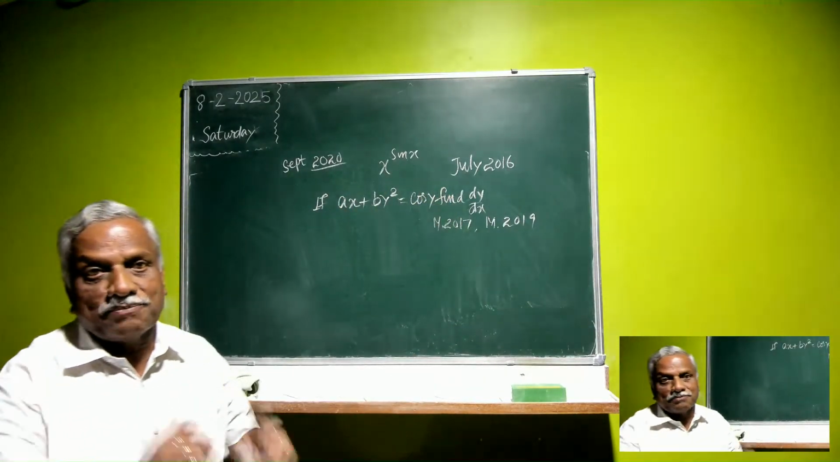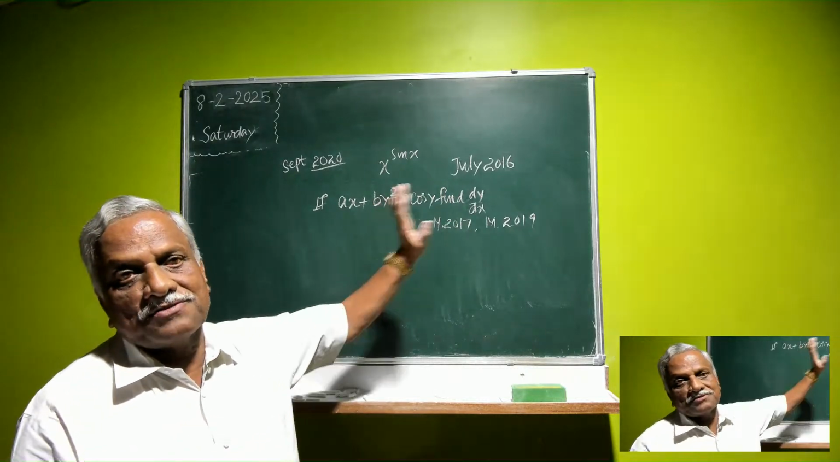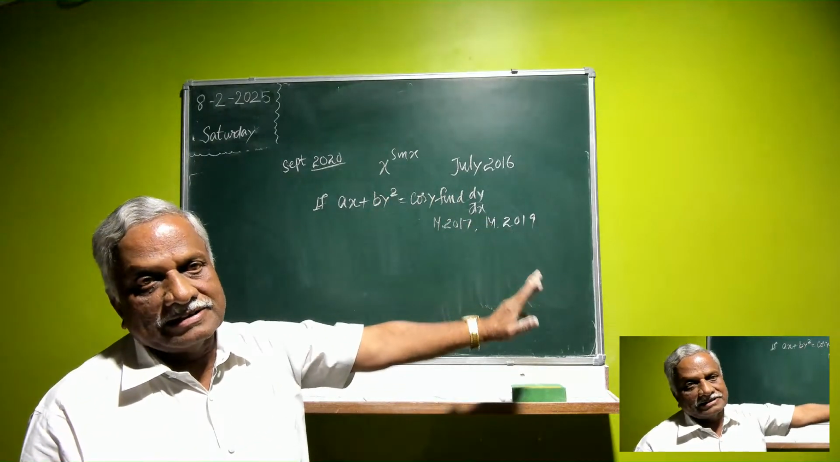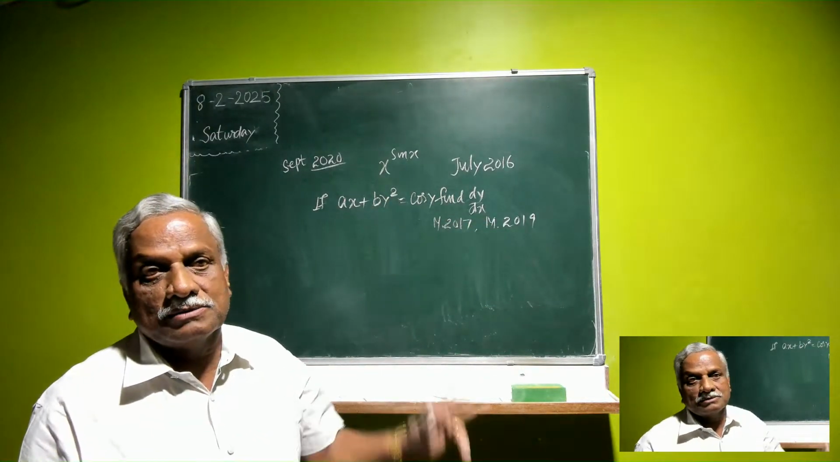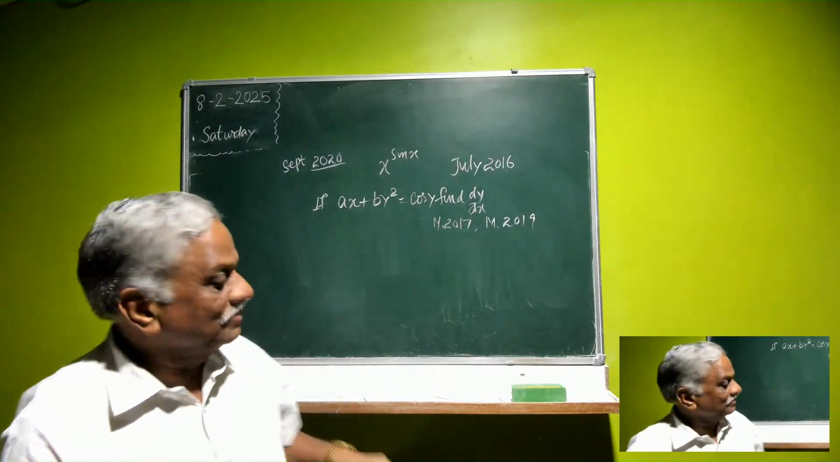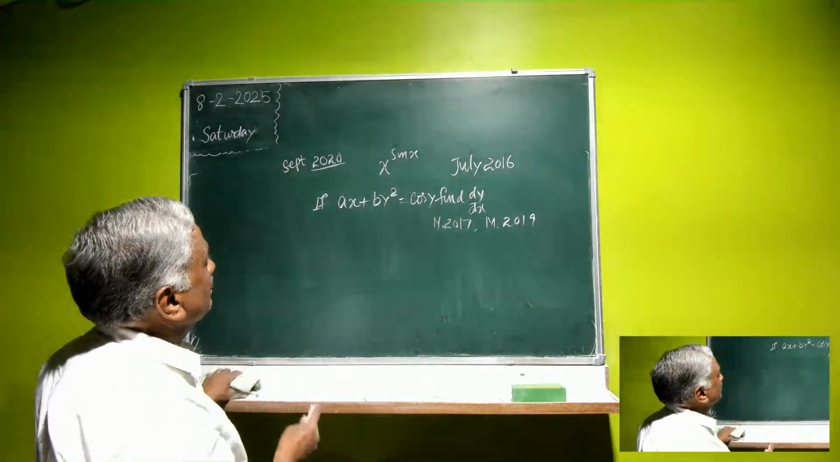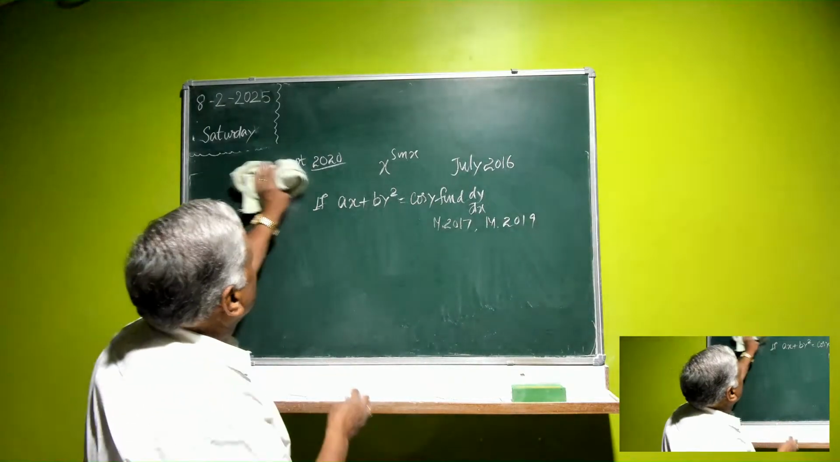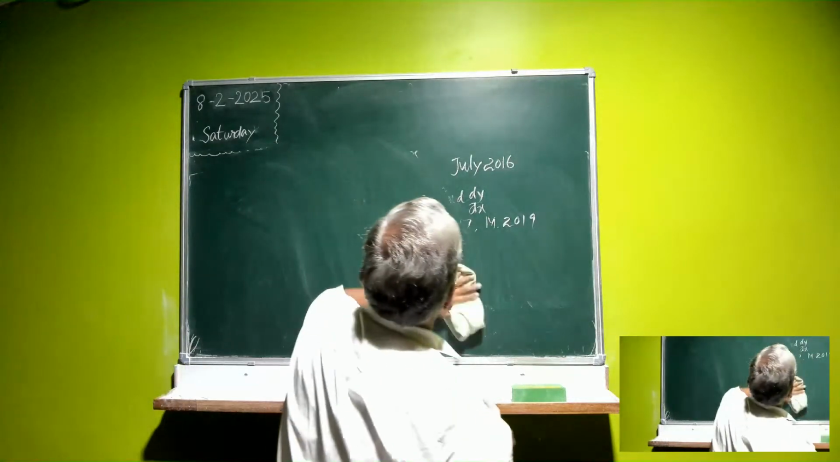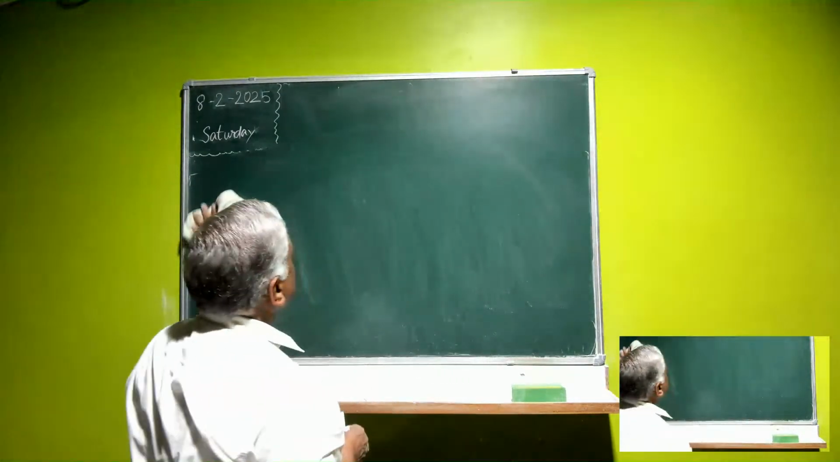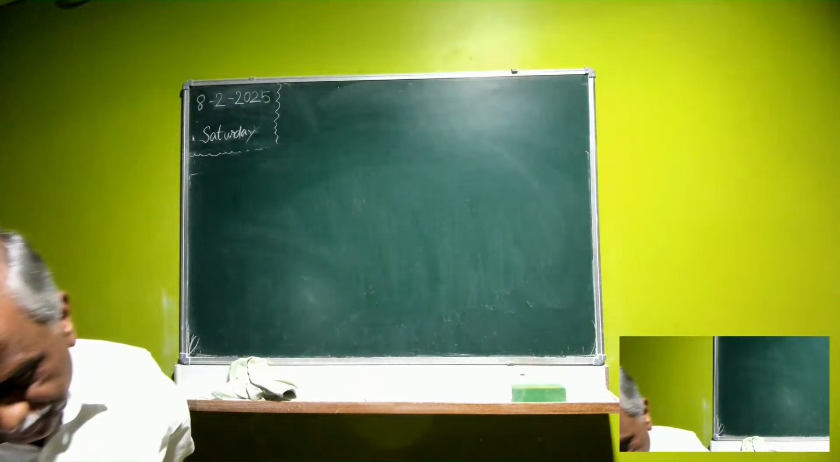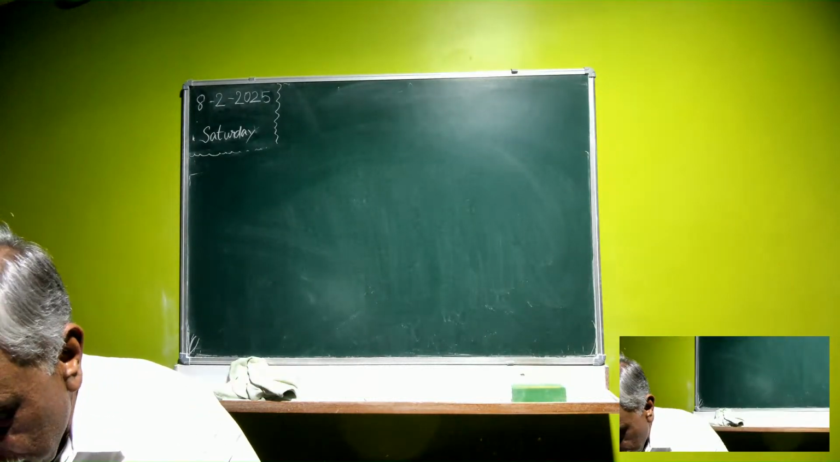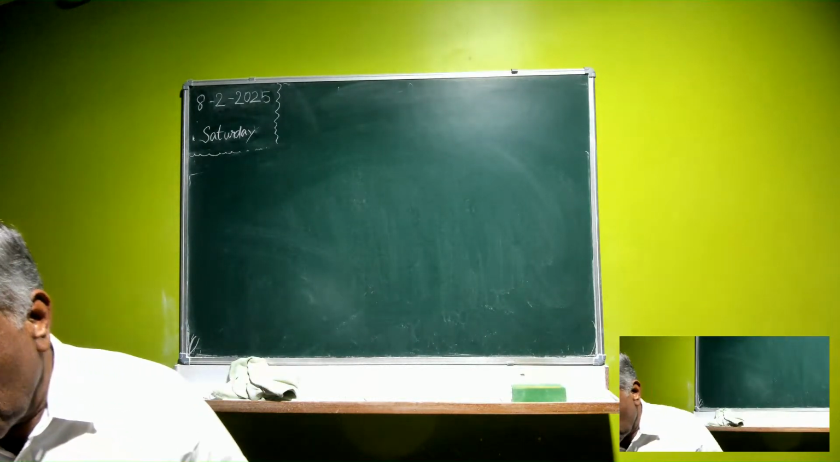Chances are there. Sometimes they repeat it after that. Sometimes in some papers the same question has been asked in March also, July also, maybe to help the students. So the two questions we can skip because they are repeated questions. We move on to September 2021.